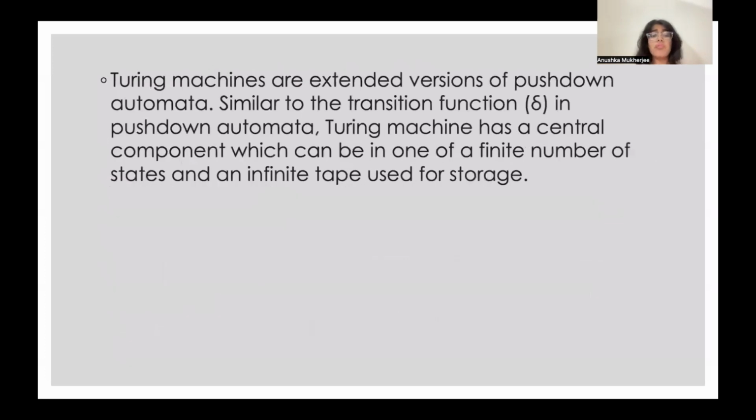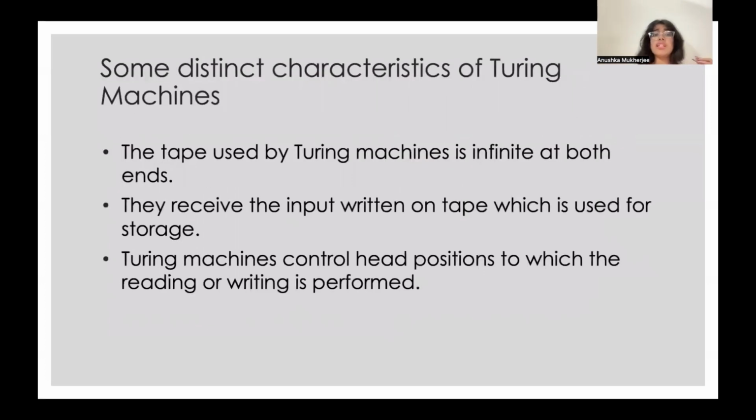Moving on, this Turing machine is an extended version of the PDA, push-down automata. Similar to the transition function in push-down automata, a Turing machine has a central component which can be in one of the infinite number of tapes, and the infinite tape is used for storage. So, some distinct characteristics of this Turing machine make it different from push-down automata. This Turing machine's tape is infinite on both ends. They receive input written on tape, which is used as storage, and it also controls the head positions at which the reading or writing is performed.